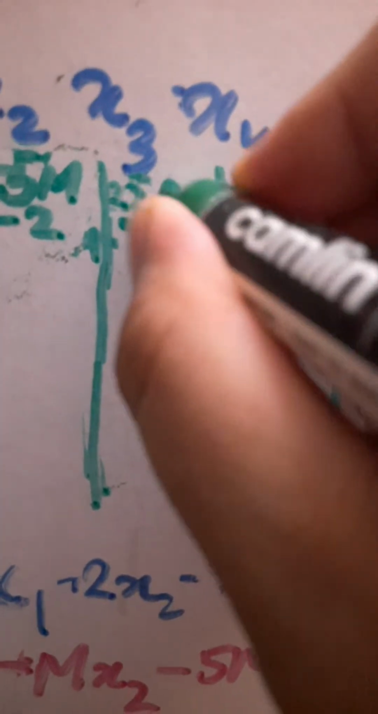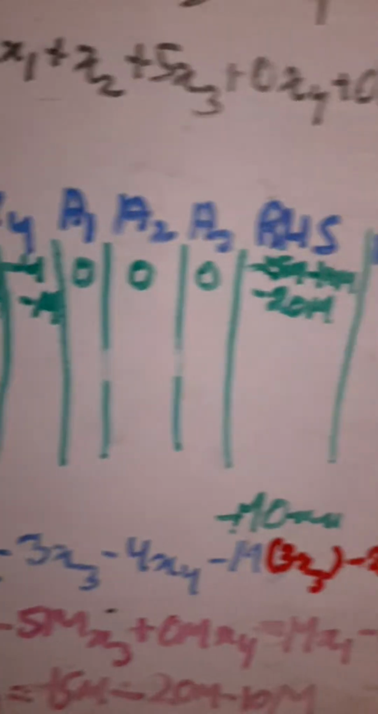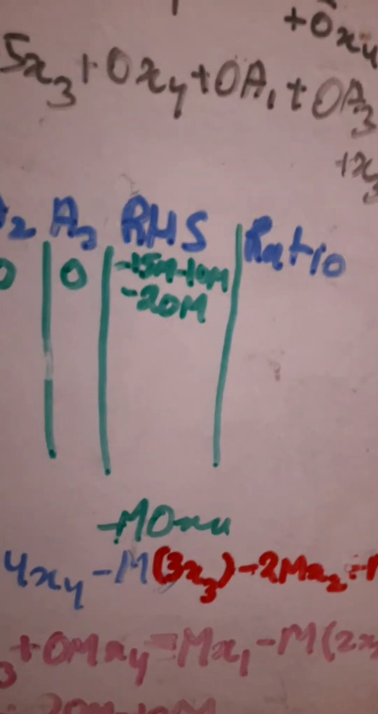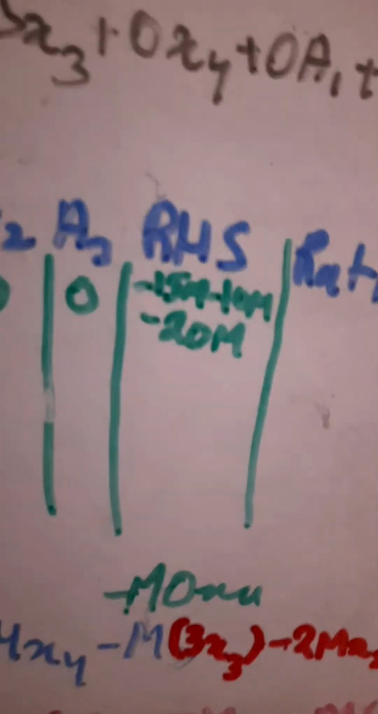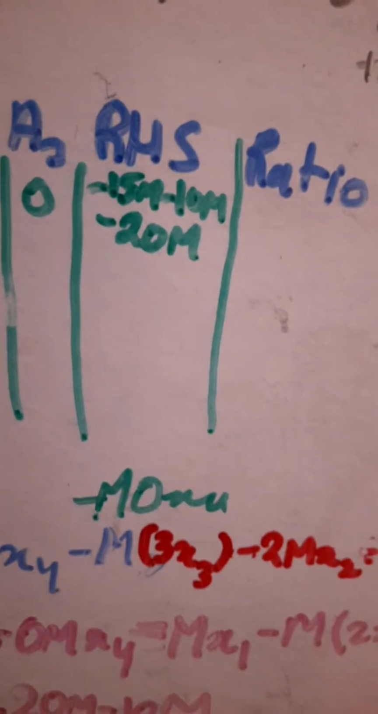Minus 3, minus 9m. Then minus 4, minus m. Then 0 and stuff. Wait a second. Minus 15m, minus 10m, minus 20m. This can also be added, right? Like minus 15 minus 10 is minus 25, minus 25 minus 20 is minus 45m. Let's go. Minus 45m. Simple.